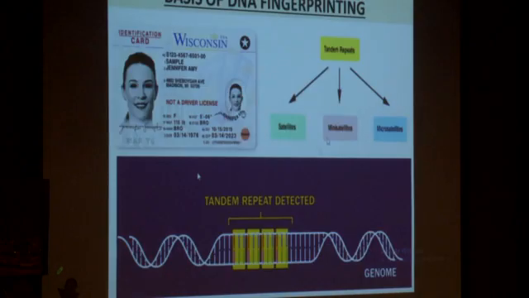Now it is the junk DNA which has the tandem repeats. The minisatellites are important for us. We have to look for these minisatellites. The pattern of repetition of this minisatellite is unique for each individual. So it becomes your ID card.